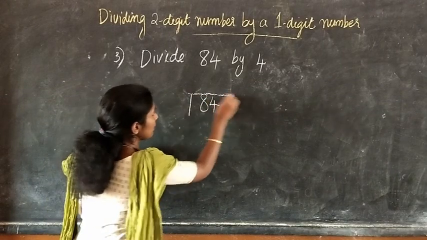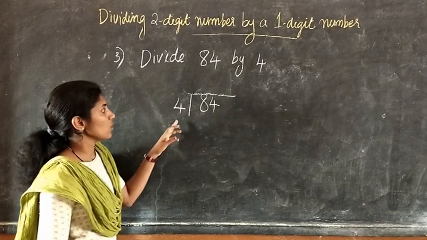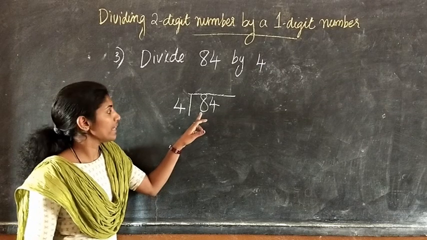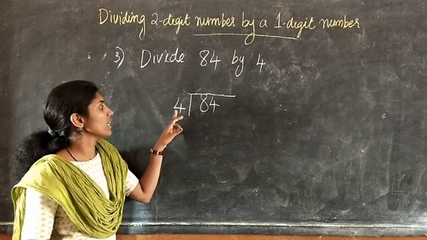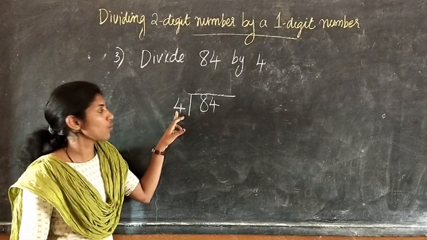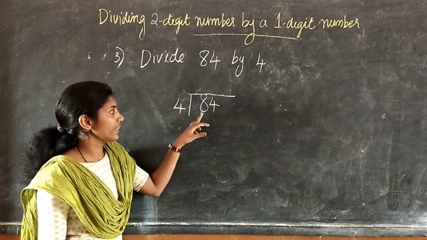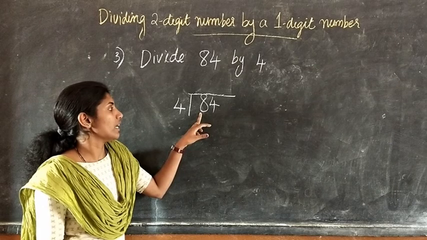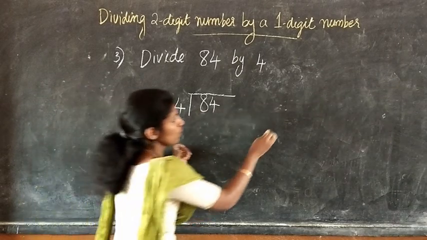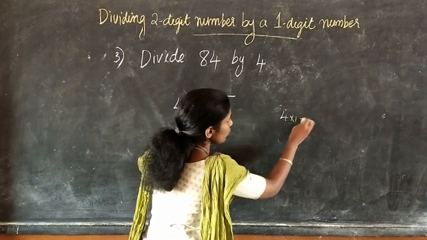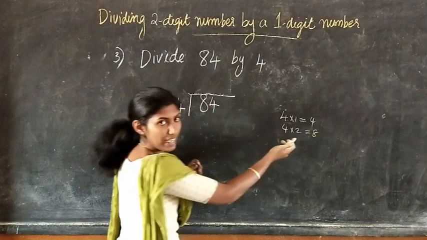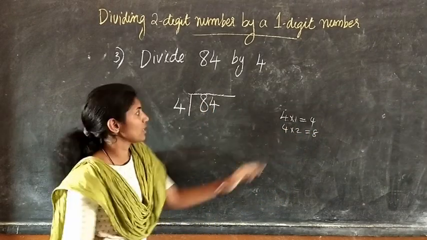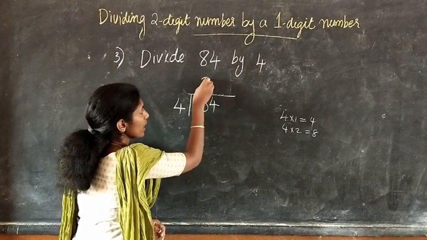84 divided by 4. First we have to divide the tens digit of the dividend by the divisor 4. For that, we have to recite the multiplication table of 4 till we get the number 8 or less than 8. So 4 into 1 equal to 4. Then 4 into 2 equal to 8. Here we got 8. How many times? 2 times. So in the quotient, we have to write 2.